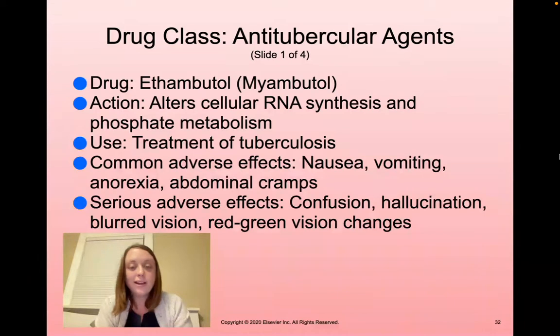Let's talk now about antitubercular agents. The first one is the drug called ethambutol or Myambutol. This works by altering the cellular RNA synthesis and phosphate metabolism. It treats tuberculosis, but it has common adverse effects including nausea, vomiting, anorexia, and abdominal cramps. Some serious adverse effects that can happen with this drug are confusion, hallucination, blurred vision, and red-green vision changes as well.